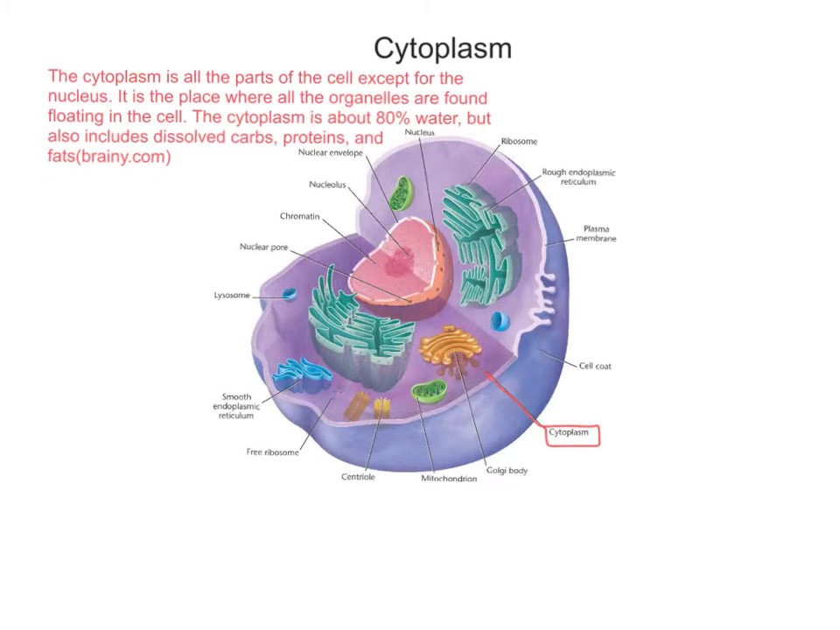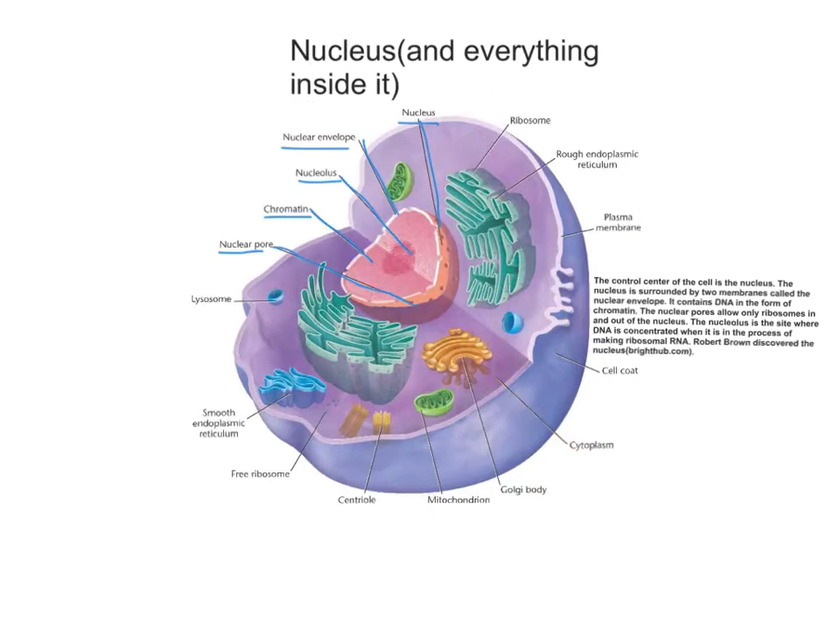The cytoplasm is all the parts of the cell except for the nucleus. It is a place where all the organelles are found floating in the cell. The cytoplasm is about 80% water, but also includes dissolved carbs, proteins, and fats.